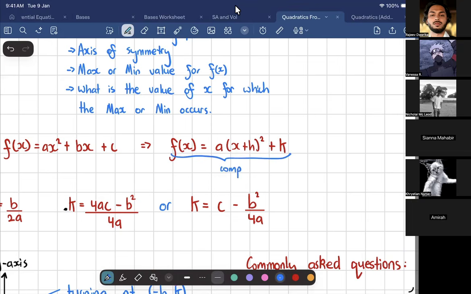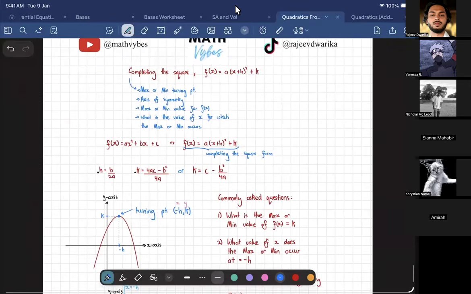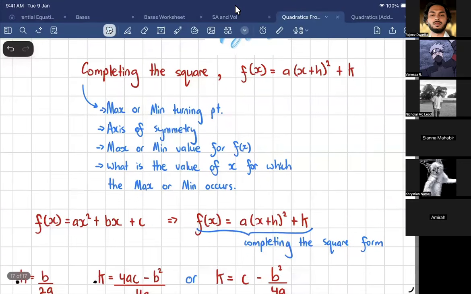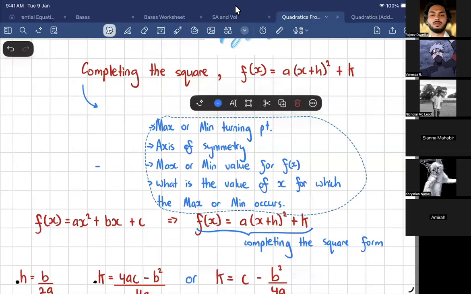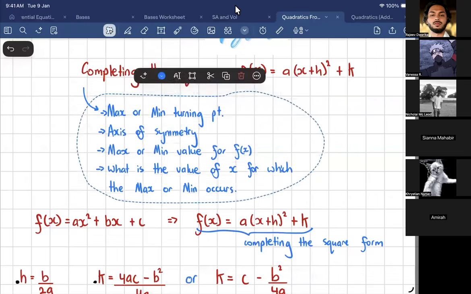So I will give you all some time to copy this down, and then we'll do a bunch of questions. All right. I could just put this to the side. You don't necessarily have to copy this down. I was just showing you the importance of completing the square.